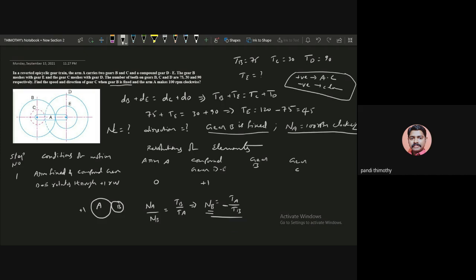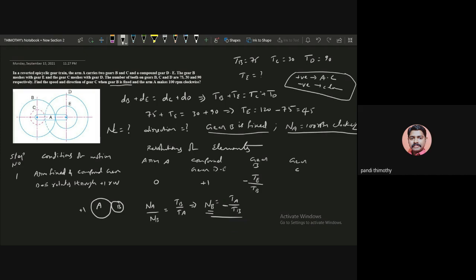Similarly, I can write here compound gear DE, it is rotating +1. Then DE is immediately meshed with gear B. So now I want gear B. What is the revolution of gear B? Gear B is meshed with gear E. So it means this is TE by TB. I can write TE by TB with a negative sign.